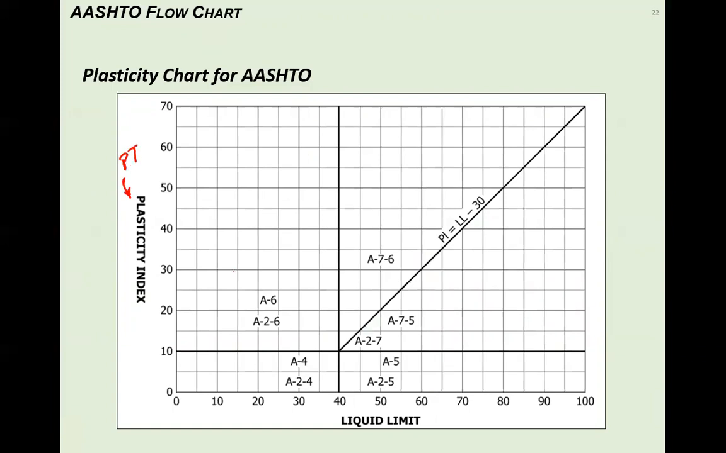So this is our PI, which is equal to our PL minus our LL, and then our liquid limit here. So you see the dividing line is right here at LL equals 40%. So anything on this side is technically what we would consider a high plasticity, and anything on this side is what's considered a low plasticity. So that 40% is just kind of like an arbitrary line again that they developed in the 1930s.